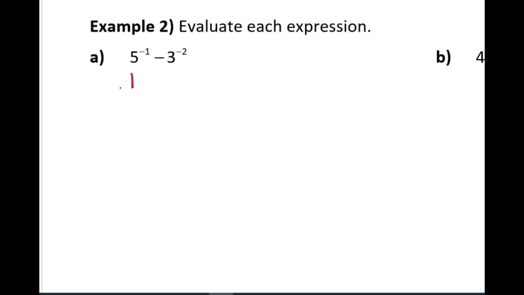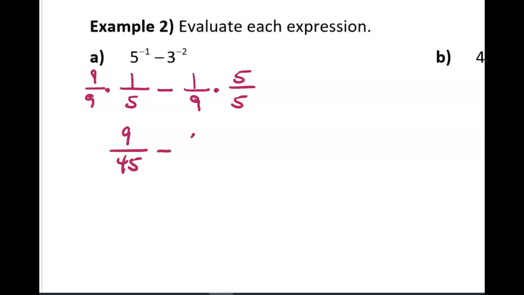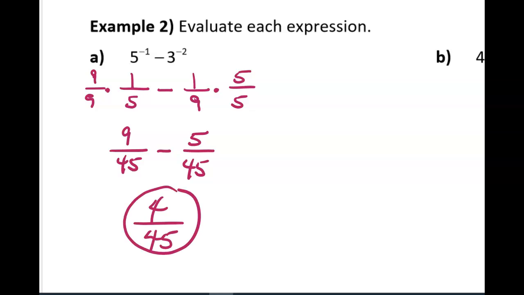5 to the negative 1 is 1 over 5 to the 1, so that's 1/5. And 3 to the negative 2 is 1 over 3 squared, so that's 1/9. Now we just need a common denominator in order to subtract our fractions. So we can take the first fraction and multiply it by 9 over 9. That'll give us 9/45. And the second fraction, multiply it by 5 over 5, and that'll give us 5/45 for a final answer of 4/45.